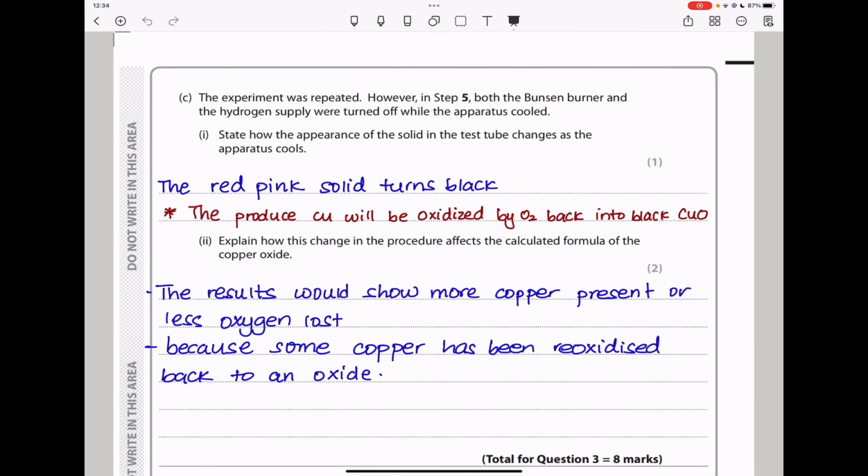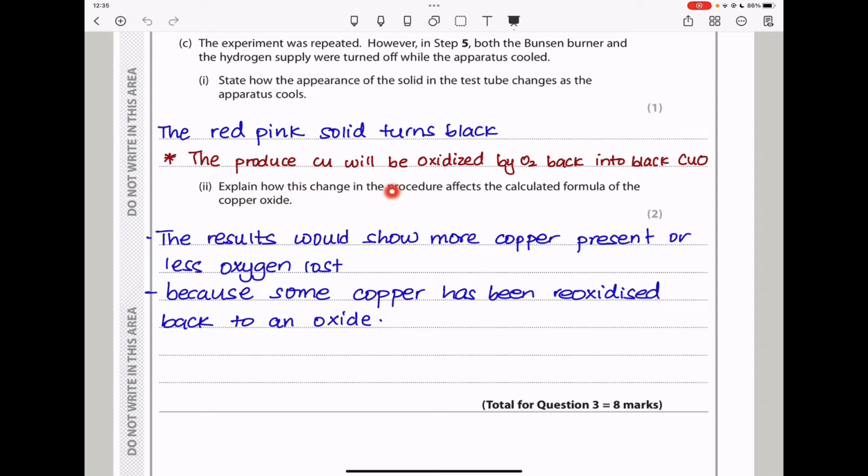Moving on. Here they say the experiment was repeated. However, in step 5, both the Bunsen burner and the hydrogen supply were turned off while the apparatus cooled. State how the appearance of the solid in the test tube changes as the apparatus cools. The color of copper is pink red. However, if the flow of hydrogen is prevented from passing through the test tube as the apparatus cools, it means oxygen is going to come in and oxidation of copper can occur. Now, since we already know this is going to be copper(II), we'll observe a black solid. So here I said the red-pink solid turns black. That is going to be due to formation of copper(II) oxide.